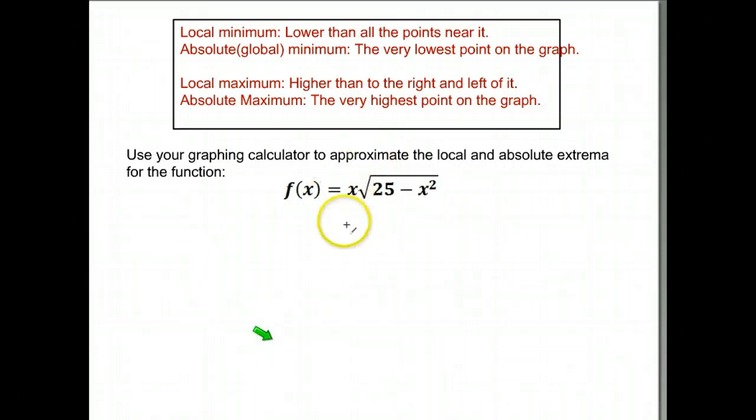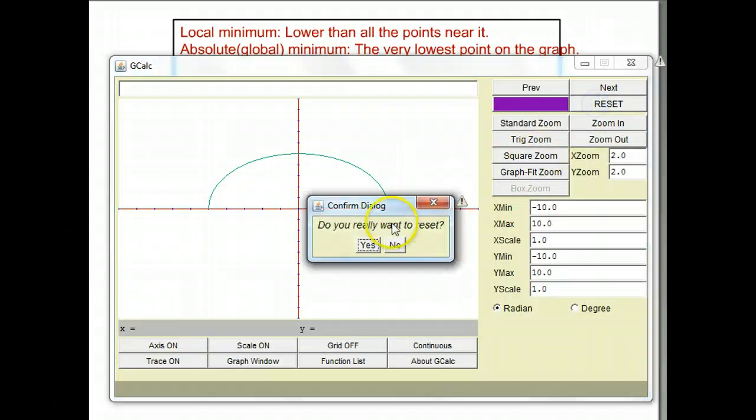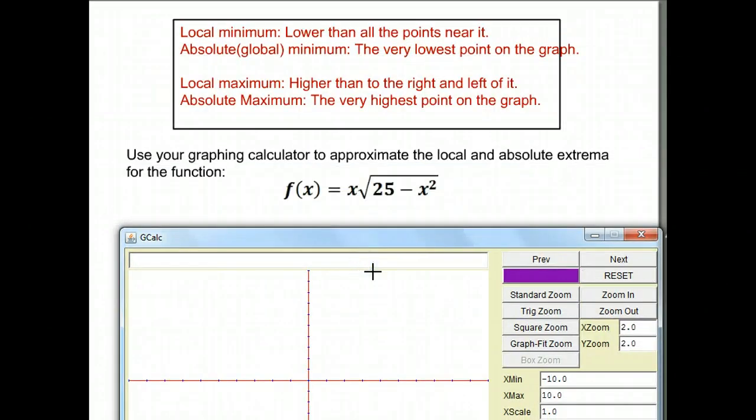Okay, let's take a look at this very last graph. Here it is. I'm going to pull up my graphing calculator and reset it so that we can put a new graph on there. I'm going to type in my function. This time I have x times the square root of (25 minus x to the second power). And look at that shape that I get.